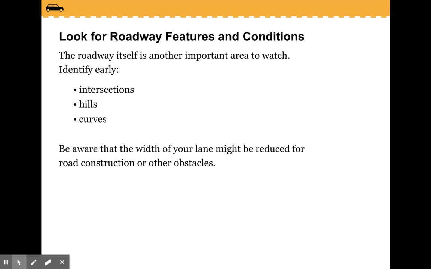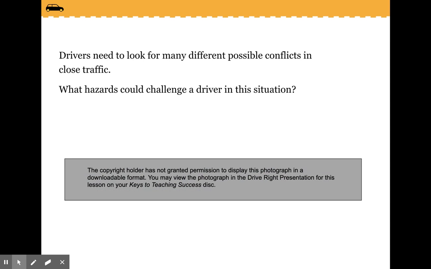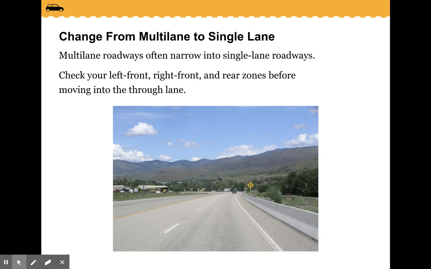Look for roadway features and conditions. The roadway itself is another important area to watch. Identify early intersections, hills, and curves. Be aware that the width of your lane might be reduced for road construction or other obstacles. An intersection is a high-risk area where the management of your path of travel needs constant attention. Drivers need to look for many different possible conflicts in close traffic. What hazards could challenge a driver in this situation?